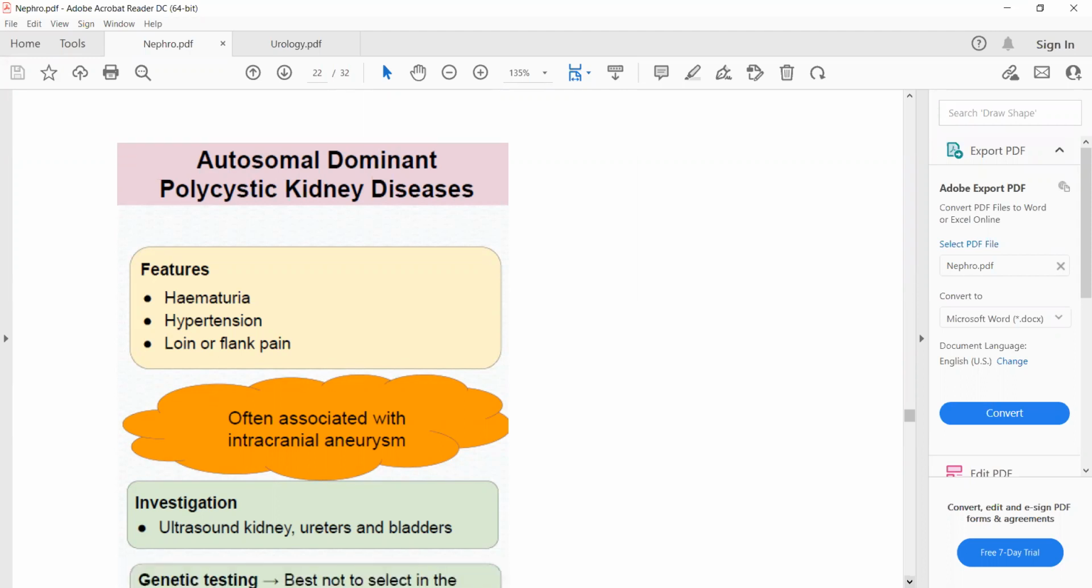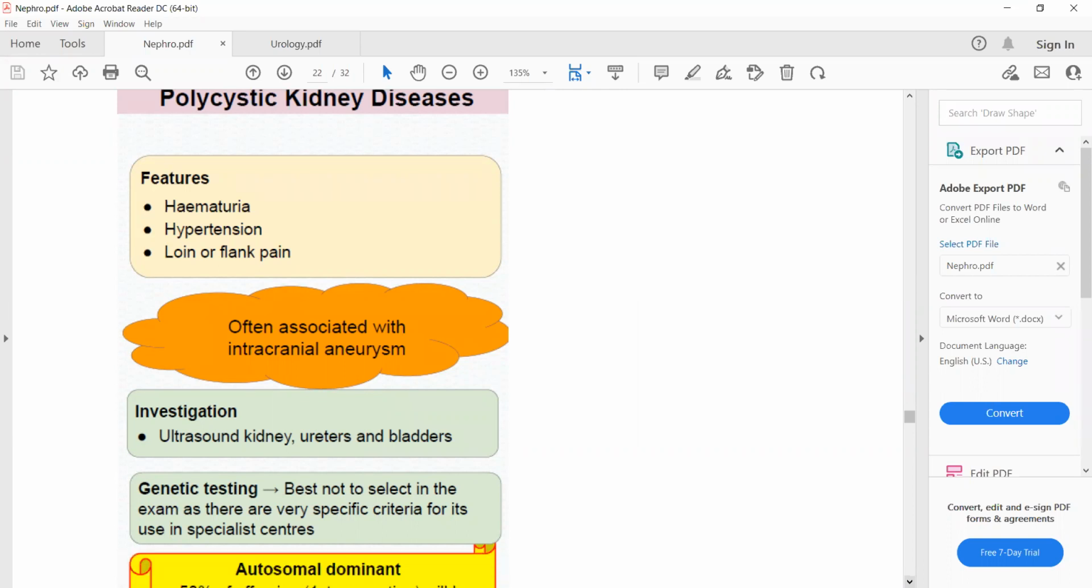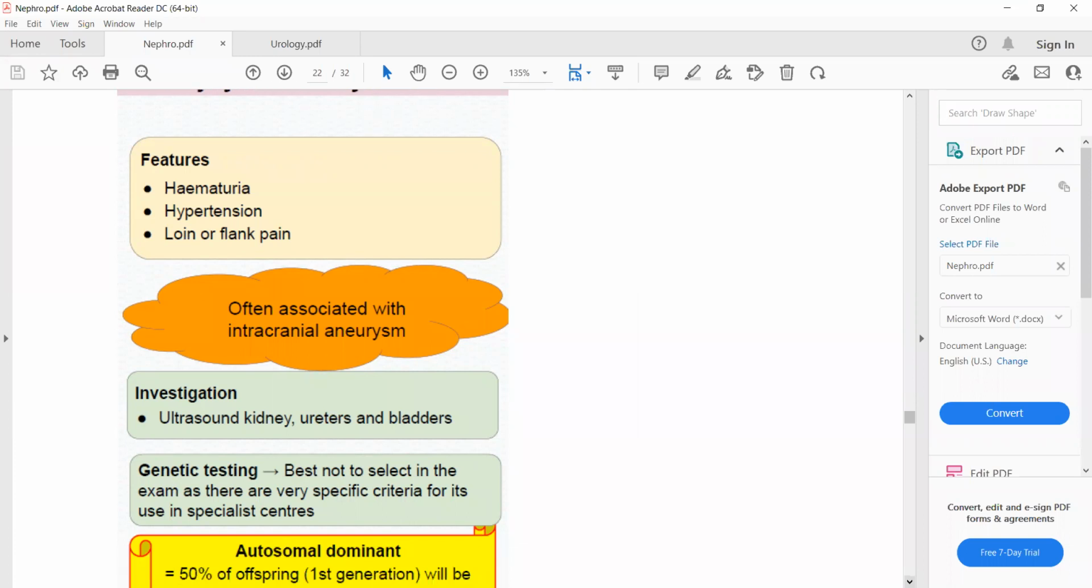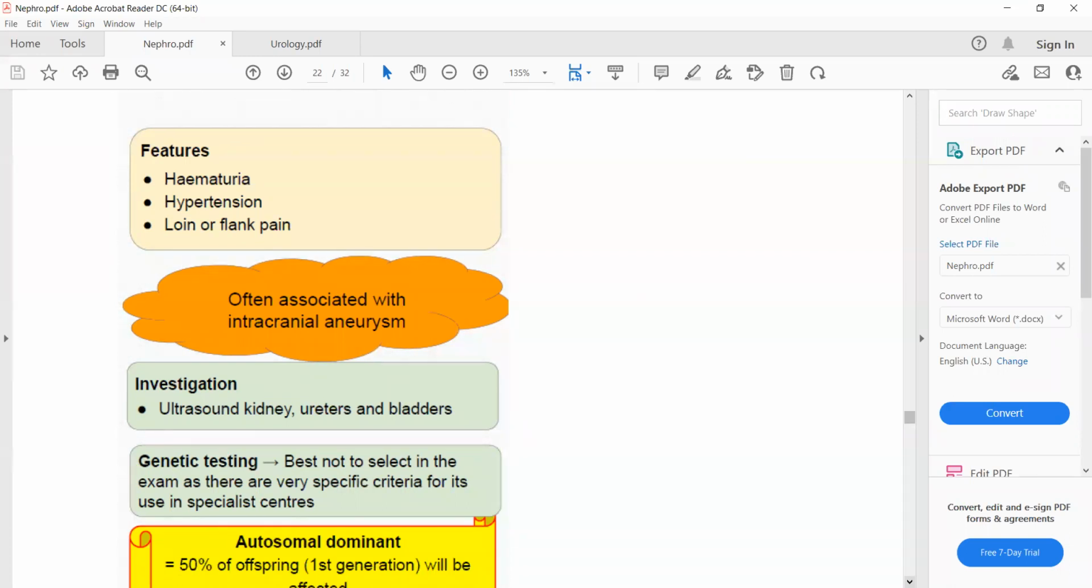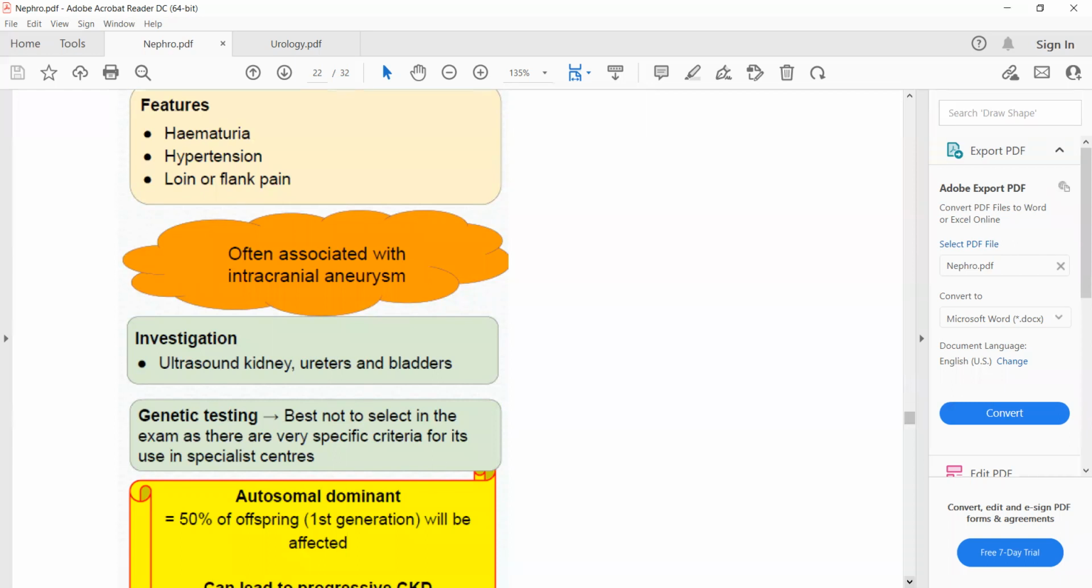And the initial screening test to confirm your diagnosis is ultrasound of the kidney, ureter, and bladder. Genetic testing is usually not done. An important association that you need to remember with adult polycystic kidney disease is that it is associated with intracranial aneurysm.